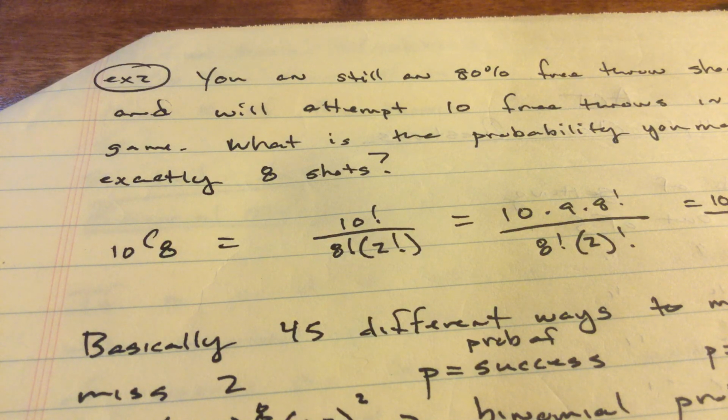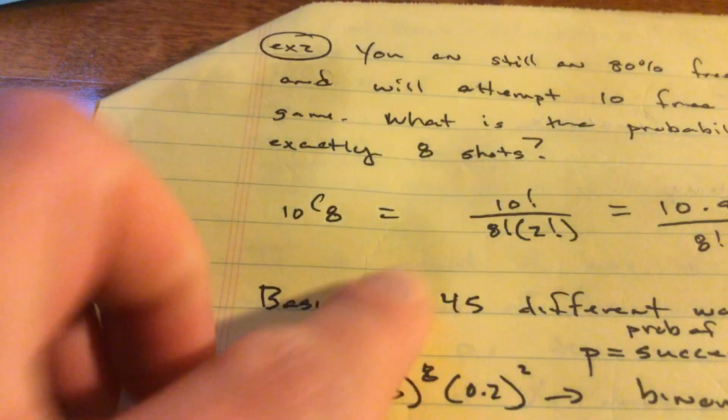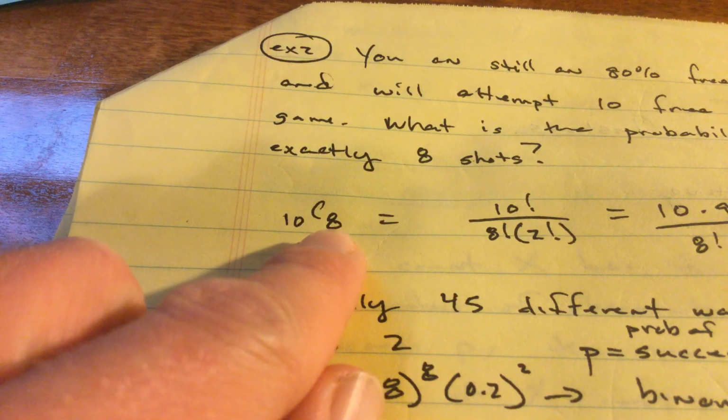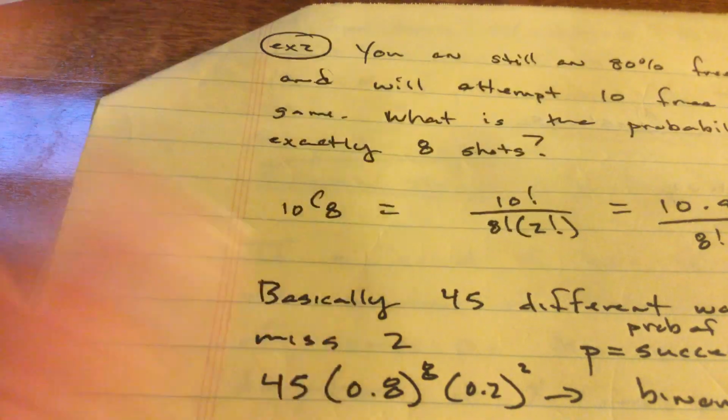All right, you can make the first 8, miss the last 2. You can make the first 7, miss it, make it, miss it. There are too many ways that can happen. So now we're going to introduce combinations. I want to know how many combinations of making 8 shots out of 10 I could have.